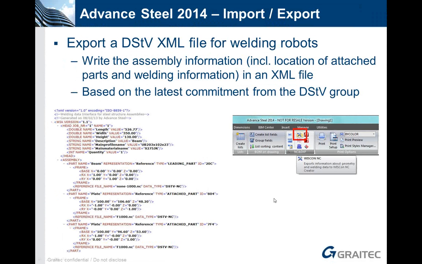Concerning the import-export, you now have the possibility to export your data to a DSTV XML file for welding robots. So this is a nice feature we have here. The XML file contains all the information concerning the location of secondary parts and all the information concerning the welds, weld size, weld type, and so on. For your information, it's based on the latest commitments from the DSTV group.